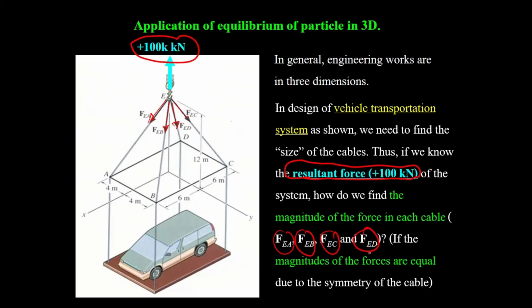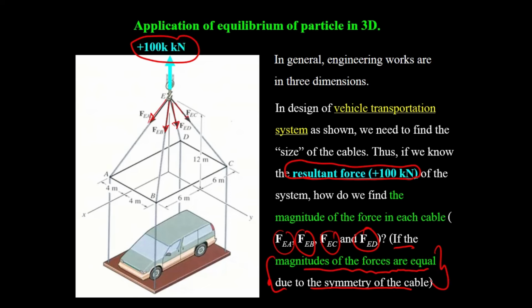Don't worry. If there are more than 3 unknowns for each free body diagram, they're going to set a condition. On this one, they said the magnitudes of the forces are equal due to symmetry of the cable. So you have four unknowns and three equations with one condition. You can solve it. Four unknowns equal three equilibrium equations plus one special condition. Okay.